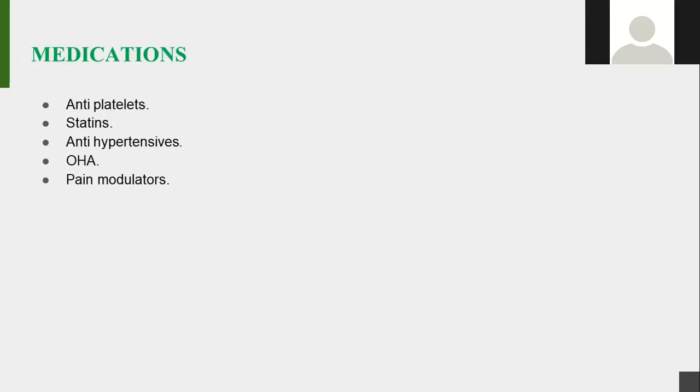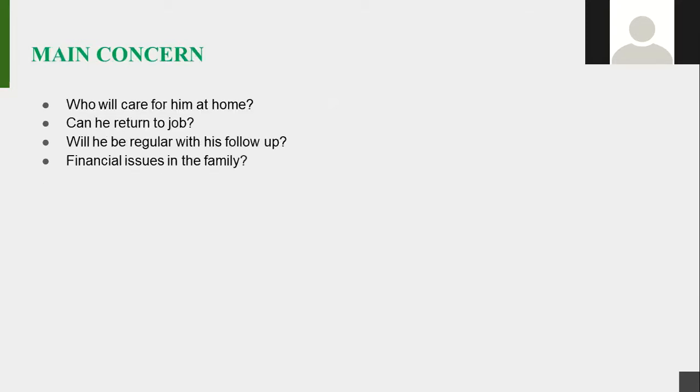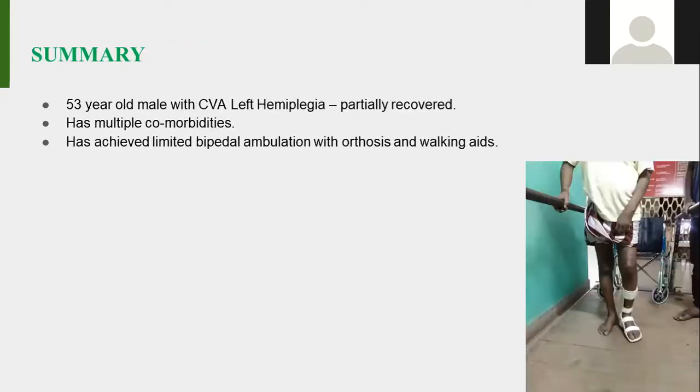Medication: we have already discussed the antiplatelets, statins, antihypertensives, oral hypoglycemic agents and pain medication. The main concerns after discharge: who will care for him at home? Can he return to his job? Will he be regular with his follow-up? And financial issues in his family. To summarize, it is a 53-year-old male with stroke, left hemiplegia. He has partially recovered, has multiple comorbidities, and has achieved limited bipedal ambulation with an orthosis and walking aids.